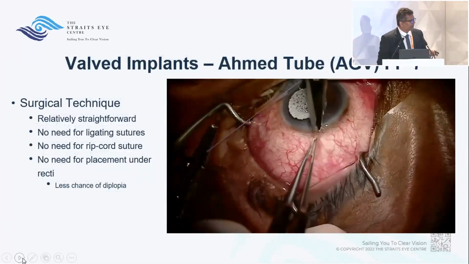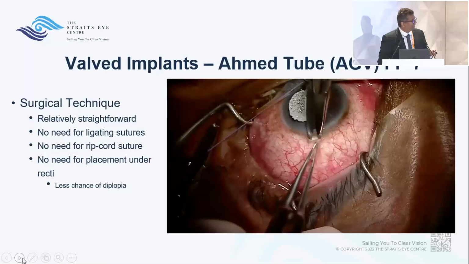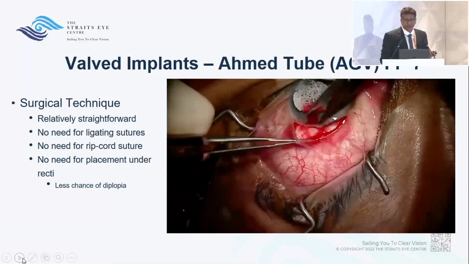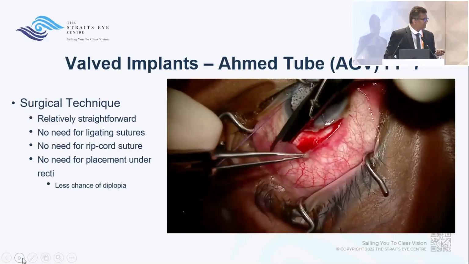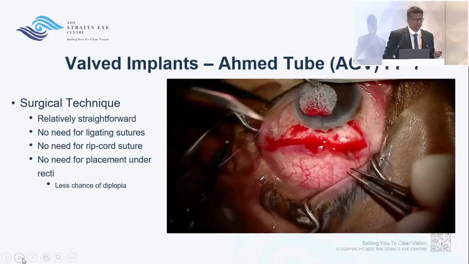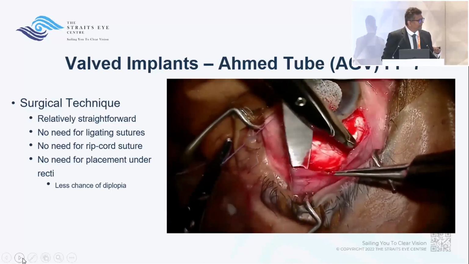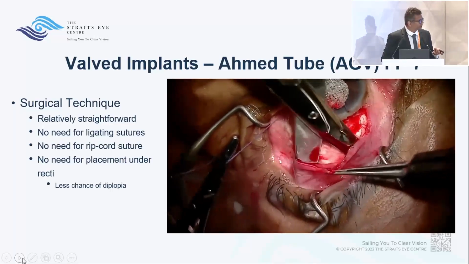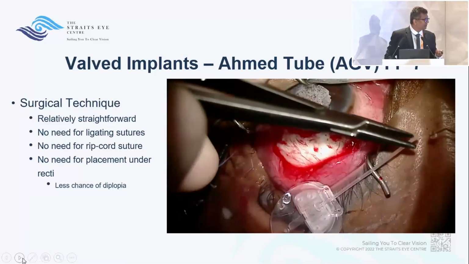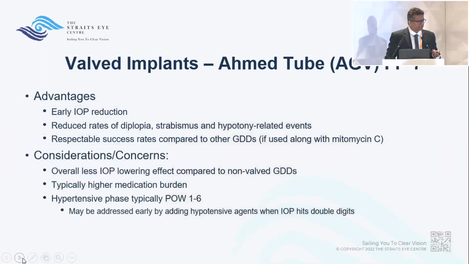We have seen a couple of excellent videos on surgical technique for Ahmed, but basically suffice to say it's a bit more straightforward than valveless devices in terms of insertion, in terms of not really requiring you to find the muscles, to place it snugly in the subtenon space in the supratemporal quadrant. Typically, you don't need ligating sutures, you don't need a ripcord suture generally, so it's relatively straightforward.